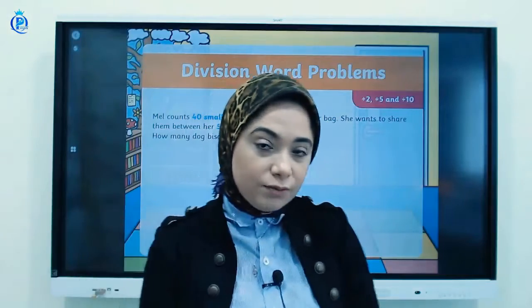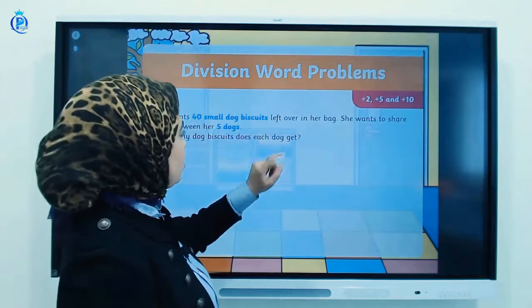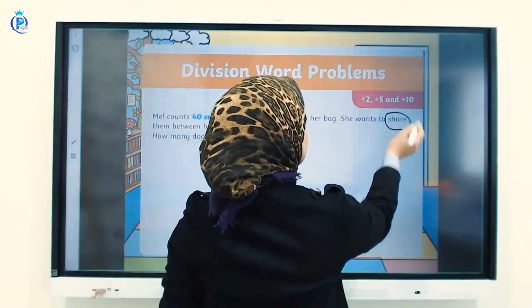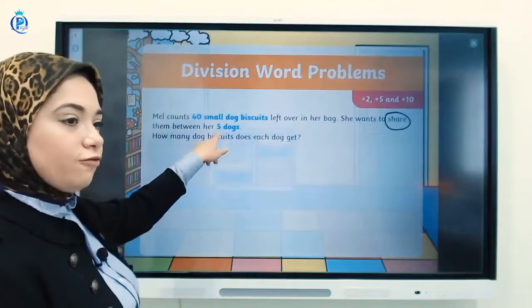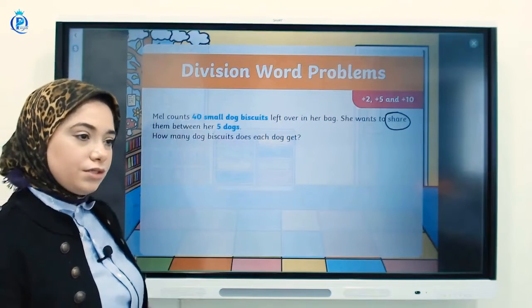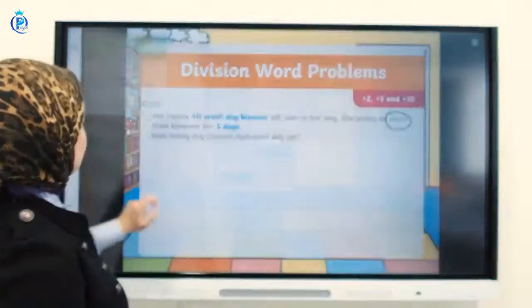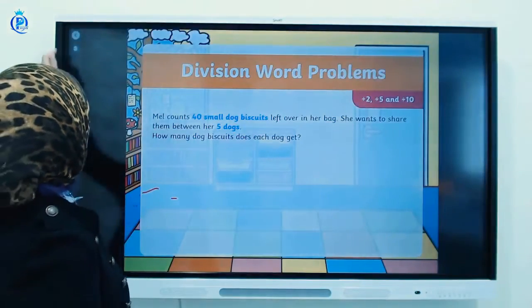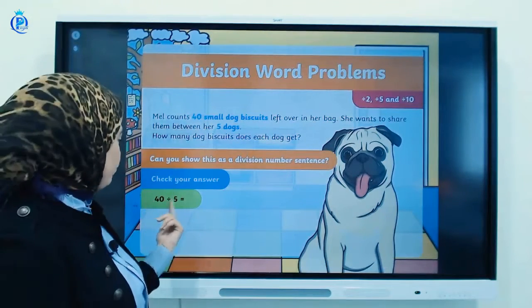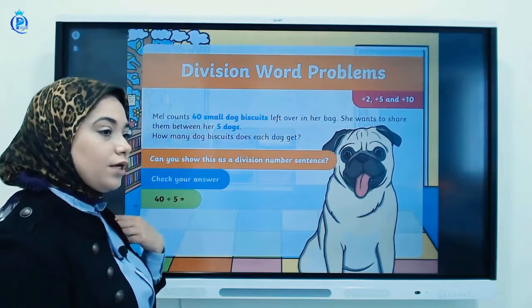Let's take another example. Sandy has 40 small dog biscuits left over in her bag. She wants to share them between her 5 dogs. How many dog biscuits does each dog get? Can you tell me? It will be 40 divided by 5. Right or wrong?